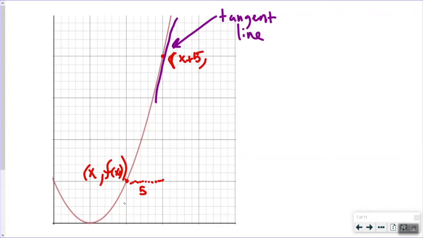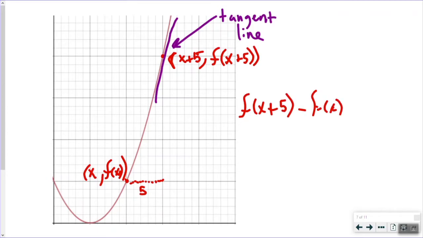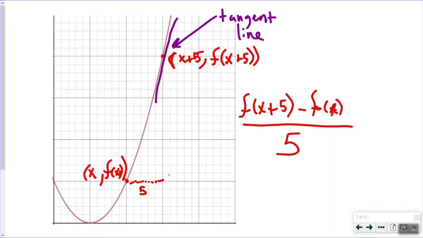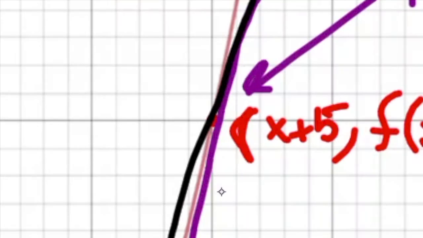Now what's my y value? F of x plus 5. So now, if I want to write my function, I'll say f of x plus 5 minus f of x, over my difference in x. What was my difference in x? 5. Like I said, we're trying to get closer and closer and closer to this point. So right now, this is our line. We need our line to be right here.